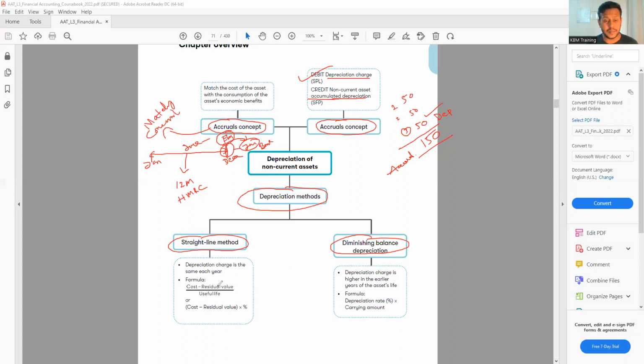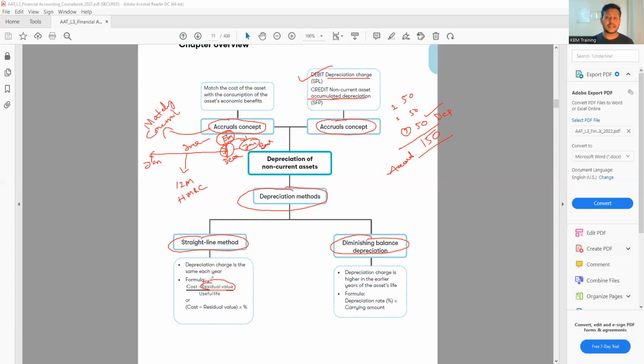Now, the straight line method is quite simple and straightforward. All you have to know is how much is the cost and how much is the residual value. Now let's talk about the residual value. What is residual value? Residual value is the value after the asset's useful life, how much the asset could be sold for in the market.